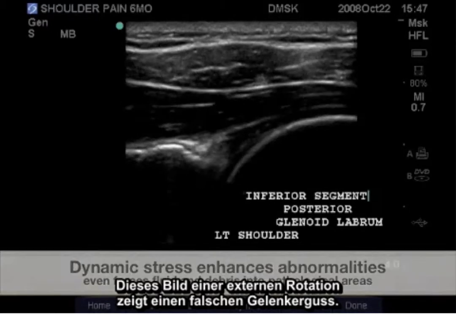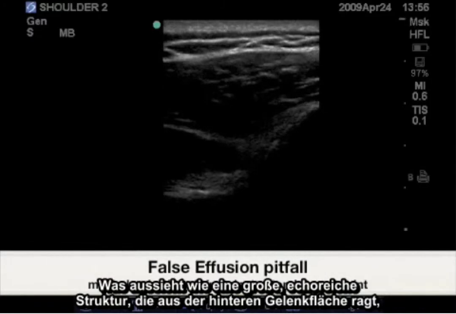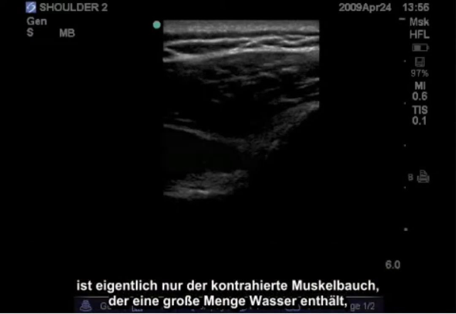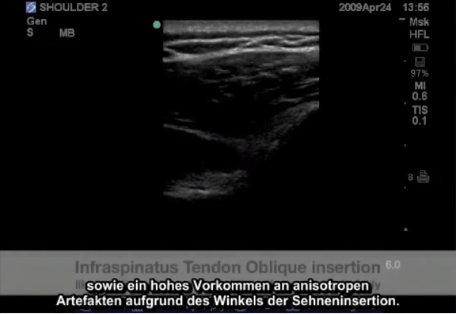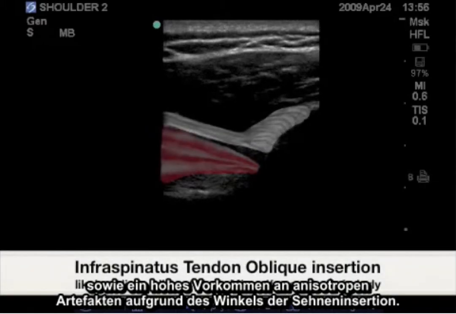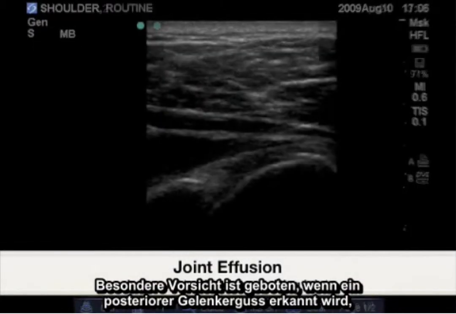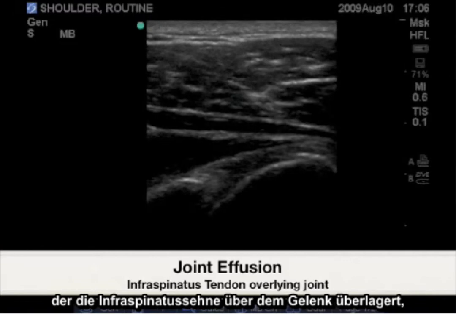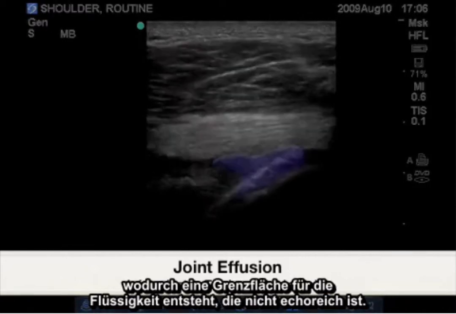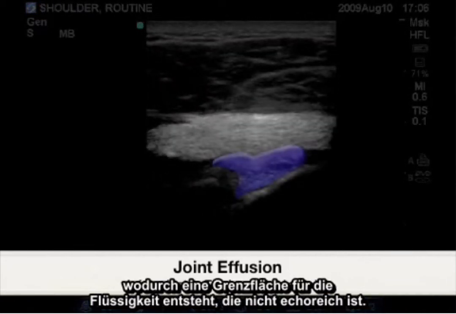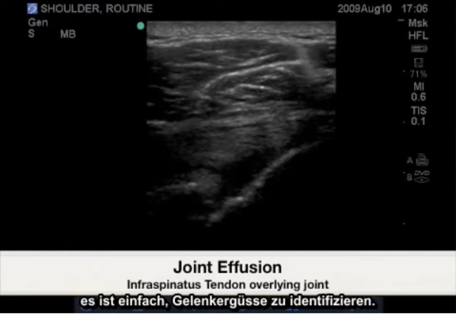This image of an external rotation reveals a false joint effusion. What looks like a large hypoechoic structure protruding from the posterior joint surface is actually just contracted muscle belly, which contains a large amount of water, as well as a high incidence of anisotropic artifact due to the angle of tendon insertion. Special care should be used when identifying a posterior joint effusion to overlay the infraspinatus tendon over the joint, creating an interface for fluid to rest that is not hypoechoic. By bringing this hyperechoic interface over the joint space, it is easy to identify joint effusions.